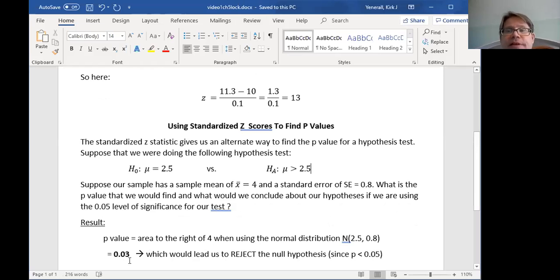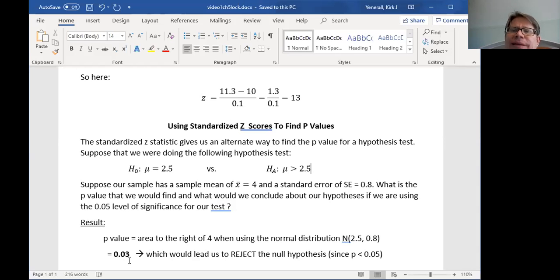What would the result of the test be? Well, if we're doing this at the 0.05 level of significance, that's certainly going to lead us to reject our null hypothesis. 3% is less than 5%. So since p is less than alpha, we'd reject the null hypothesis and conclude that we think that there is sufficient evidence that the population mean is larger than 2.5. Now that's one way of doing the problem.